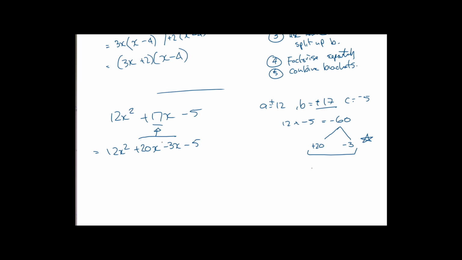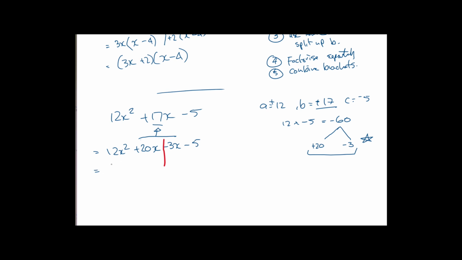Then I'm going to partition it, and I'll make that line red. I'm going to factorize this bit on the left first, and then that bit, and hopefully we'll have the same brackets. Now, what's the common term here?